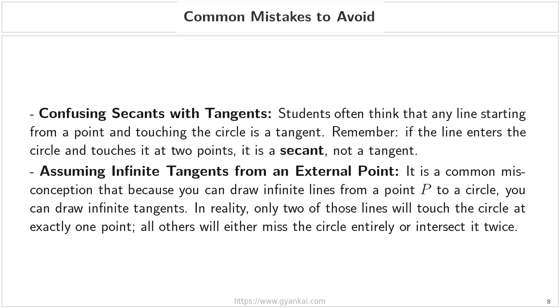While you can indeed draw infinitely many lines from point P, most of them will either miss the circle entirely or, as we just learned, act as secants by cutting through the circle. In reality, there are only 2 specific, unique lines that perfectly graze the edges of the circle. Now, before we wrap up and look at our final summary, I want to pause and address two very common pitfalls that I see students fall into during exams. It is crucial to master these distinctions to ensure you don't lose marks on technicalities. Keep these distinctions in mind as we move to our final slide for the key takeaways.